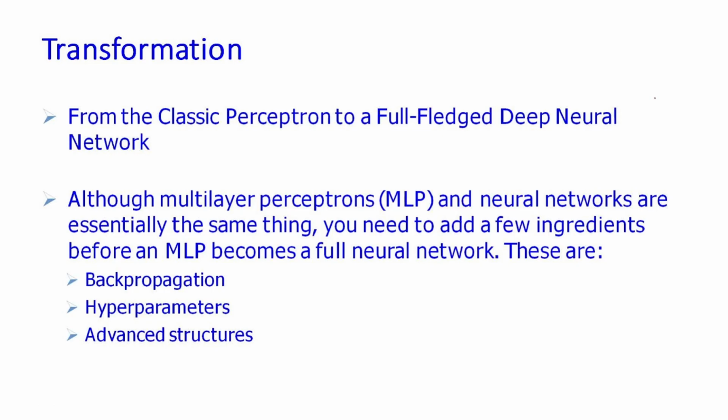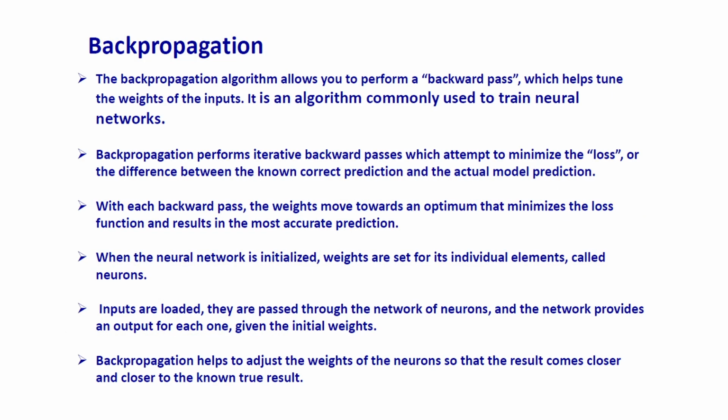So, from the classical perceptron to the full-fledged deep neural network, that is what we have seen, and there are 3 different types of processing we can do. One is called backpropagation, then hyperparameter tuning, and the third one is called advanced structures. Okay. So, what is backpropagation? It is basically an algorithm which allows you to perform backward passes.